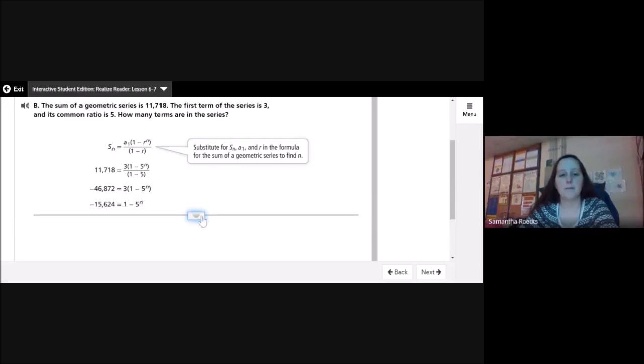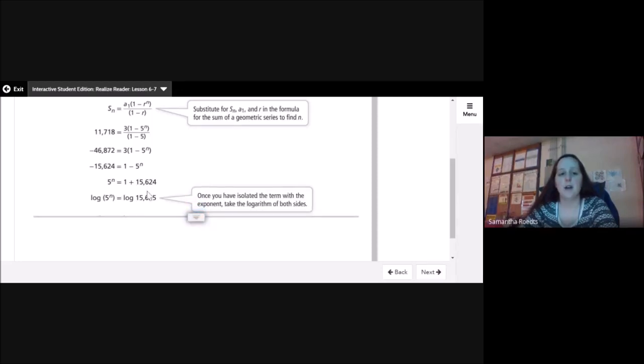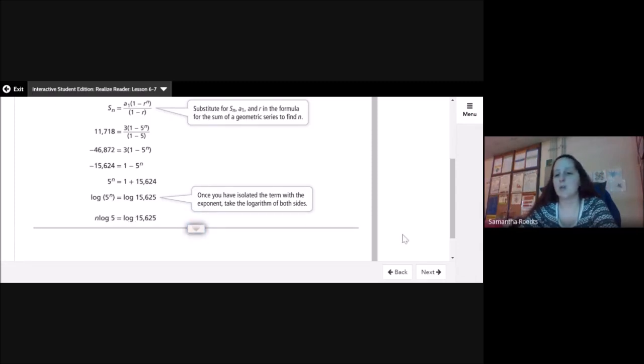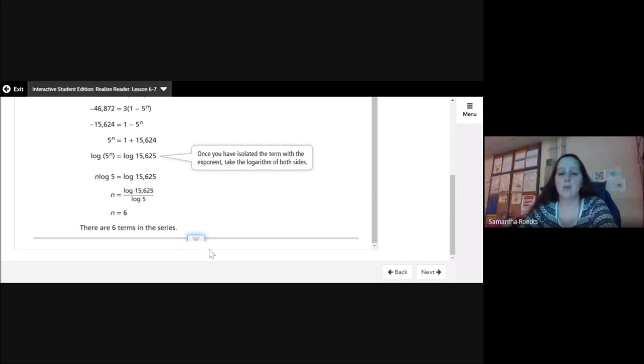Divide both sides by 3. Subtract 1 from both sides. Or I just flip some stuff around. I'm adding. Okay. Once you've isolated the term with the exponent, take the log of both sides. So log 5 to the n, which becomes n log 5, equals log 15,625. Divide both sides by log 5, and n equals 6. So there are 6 terms in the series.